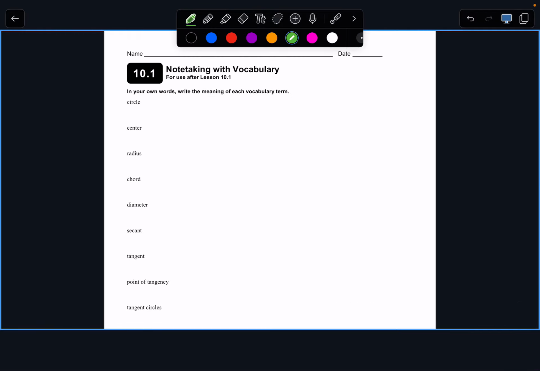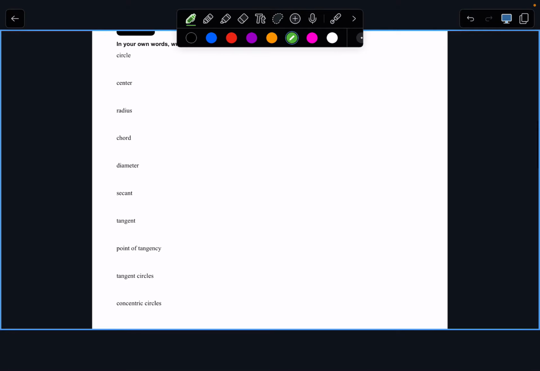Was the Minecraft movie good? Amazing! I'm seeing it tonight. Oh my goodness. Is it worth going to? Yes! Okay.